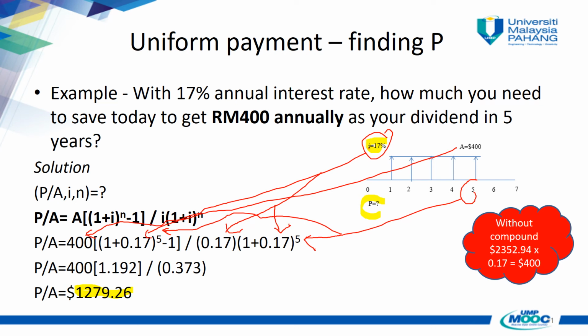And without compounding, instead of 1,200, we would be required to have 2,352 ringgit to be paid 400 ringgit every year.